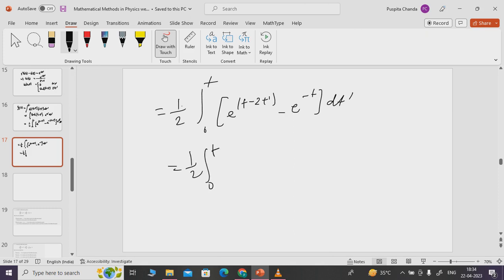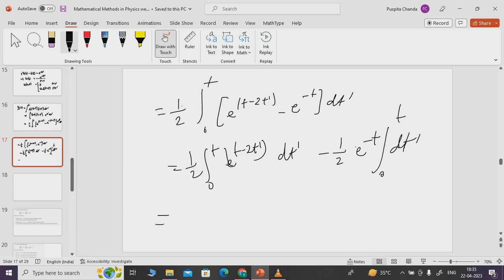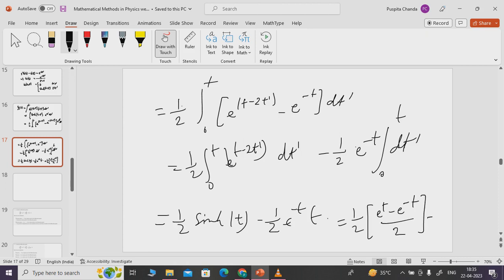So half of integral 0 to t e to the power t minus 2t dash dt dash minus half of e to the power minus t, which is outside of the integration, because integration is on t dash and here nothing is a t dash term. So this term will be half of sine h t, and this term will be half of e to the power minus t into t. Sine hyperbolic t is e to the power t minus e to the power minus t by 2, minus half of e to the power minus t into t.